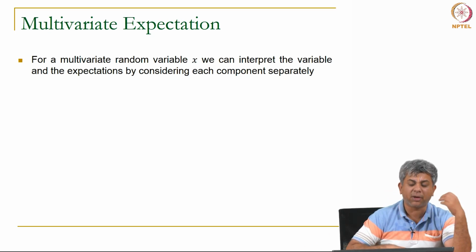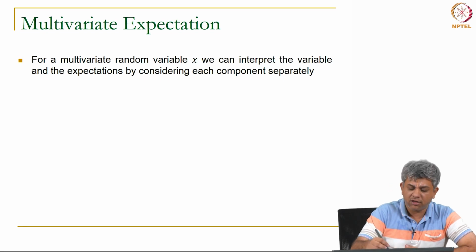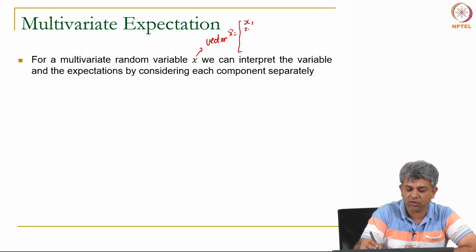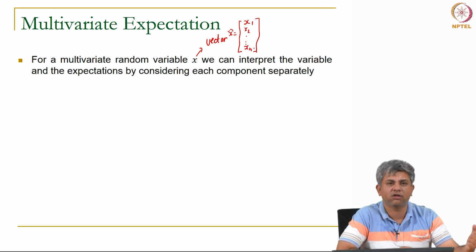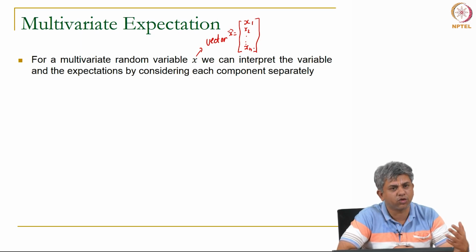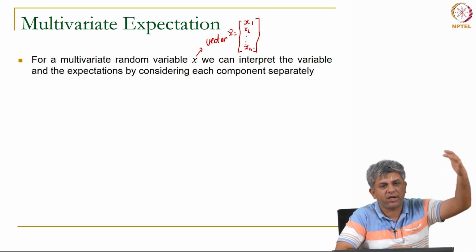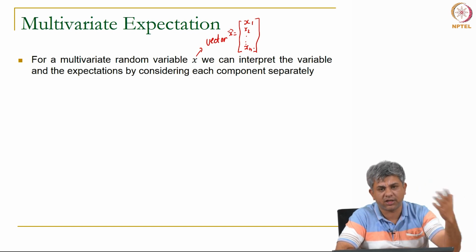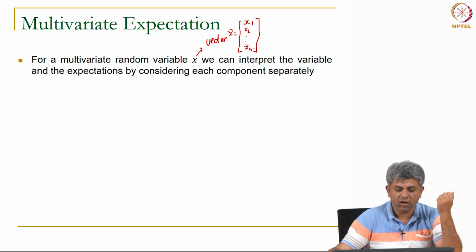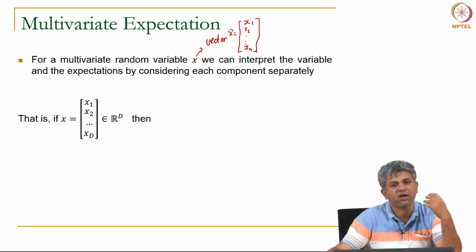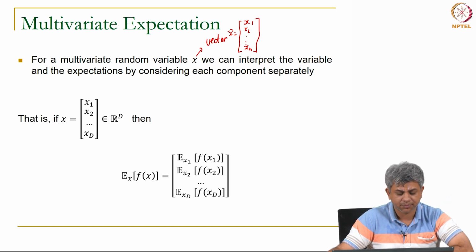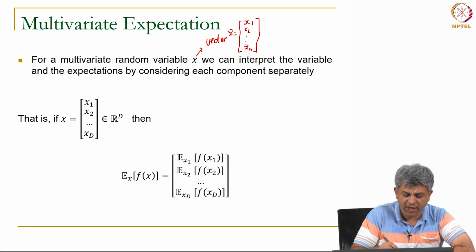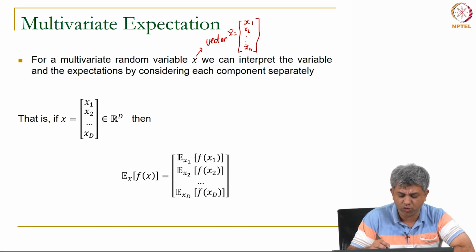So, this is called multivariate expectation, where basically x is now a vector consisting of x1, x2, so on and so forth up till xn. As we saw in the previous video, this could be an image, this could be temperature, pressure, velocity, etc. It could be any number of variables. So, if you have that, then you can consider each component separately, and all you will do is expectation of variable 1, expectation of variable 2, so on and so forth.